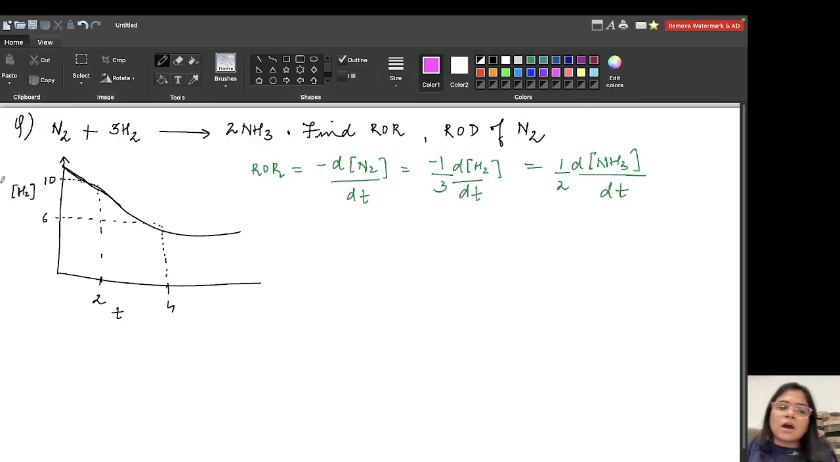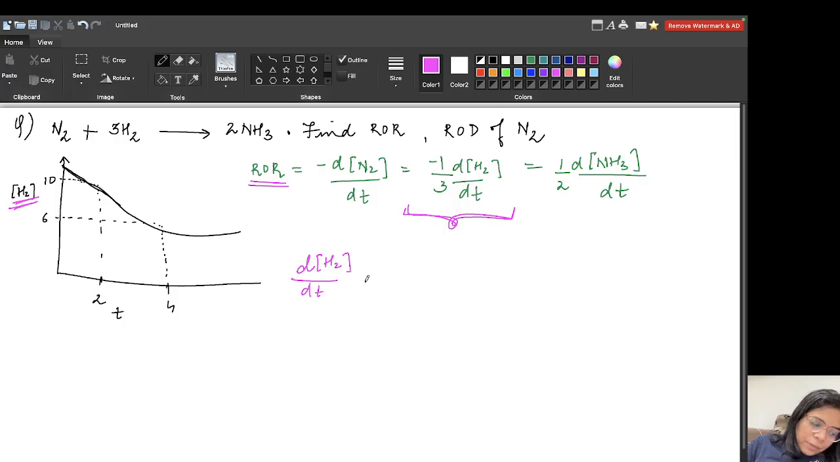Now what is given to us? You see, in the graph you have H2 values, right? So we need to do something wherein we can find this particular thing to find the rate of reaction. This is equal to your rate of reaction, right? So how will we find it? dH2 by dt will be equal to your slope. What is your slope here? Slope equals tan theta, which is change in y-axis by change in x-axis, right? So y2 minus y1 divided by x2 minus x1. This is your slope, correct?